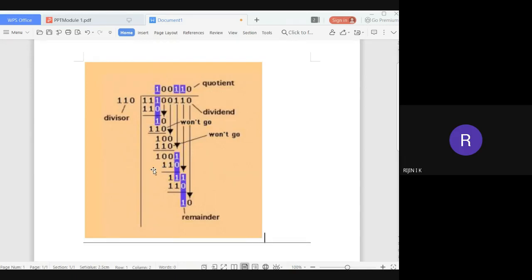Then again you had to shift the divisor position. It was here, then you had to just shift the divisor position here. Now then try to subtract, subtract ചെയ്യാൻ ശ്രമിക്കുക. Now it is possible to subtract because 1 0 0 1 is greater than 1 1 0. That means it is possible to subtract.